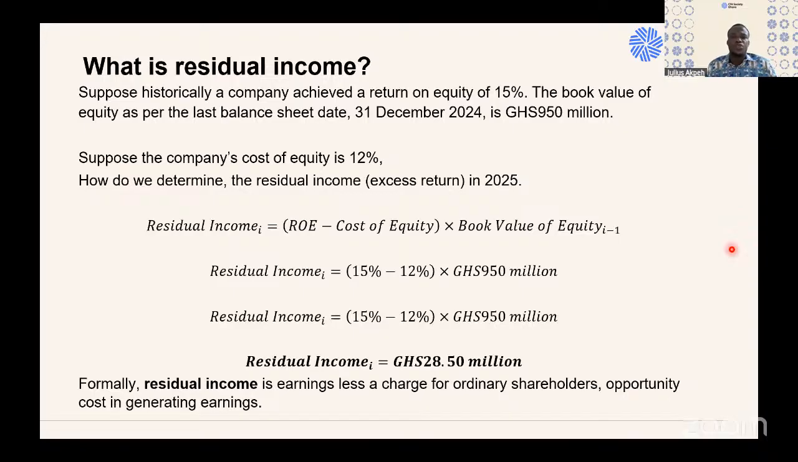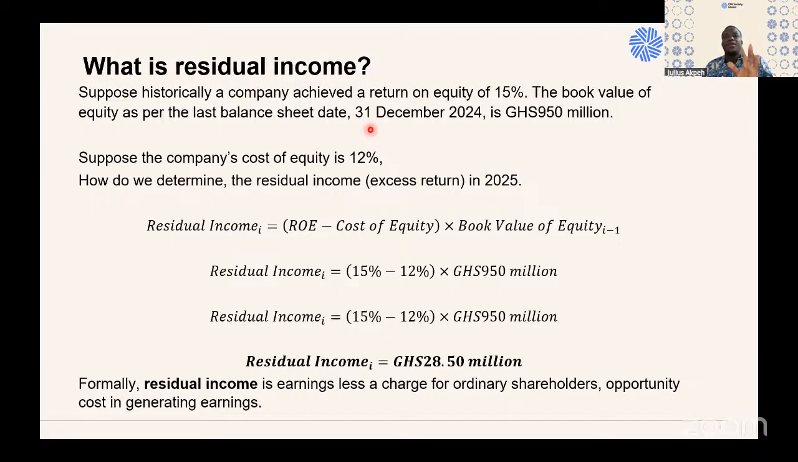So what then is residual income? Here, I'll do a bit of reading, yeah? Suppose historically a company achieved a return on equity of 15%. And you know how return on equity is calculated. That is net profit, or profit after tax, divided by total equity, right? The book value of equity as per the last balance sheet date, let's say 31 December 2024, is, let's say, 950 million. This is an example I'm giving.